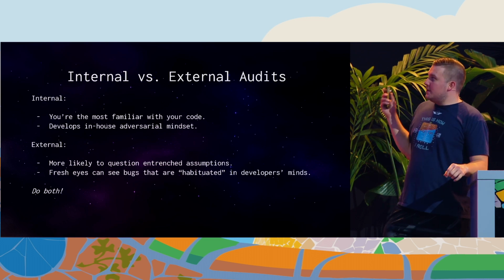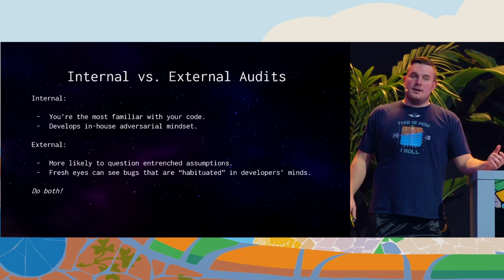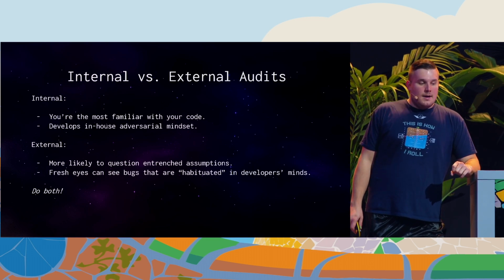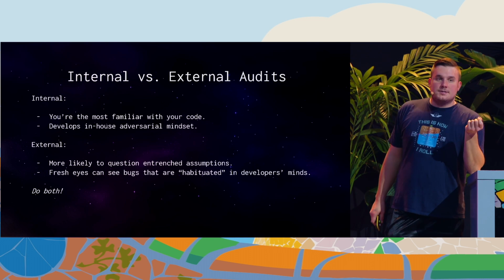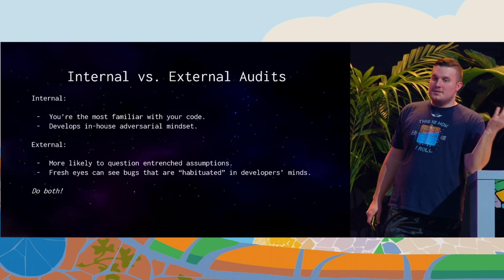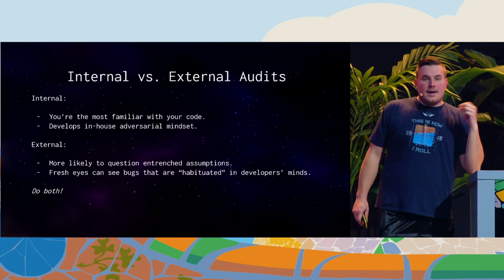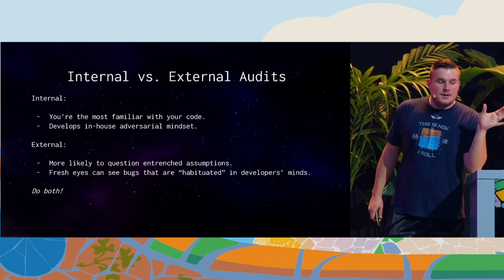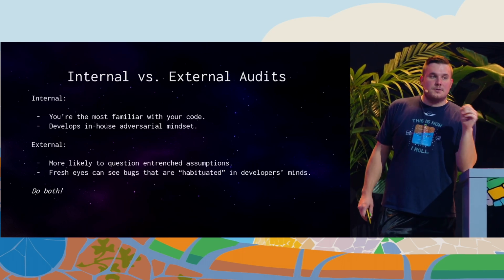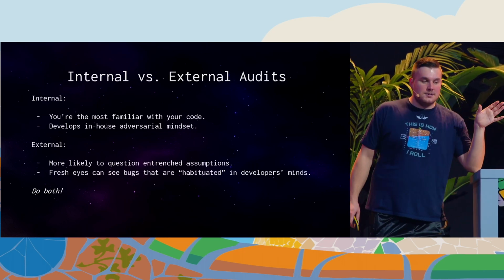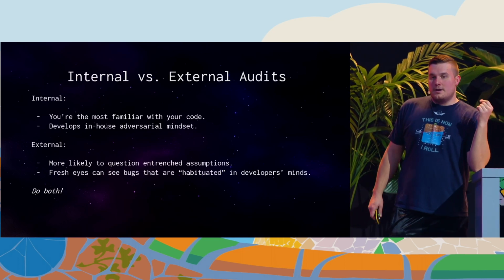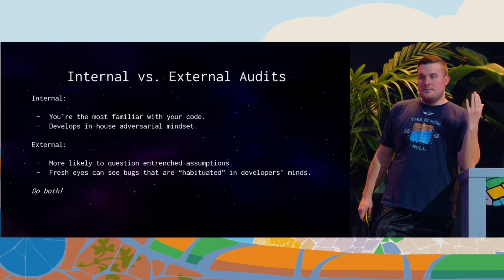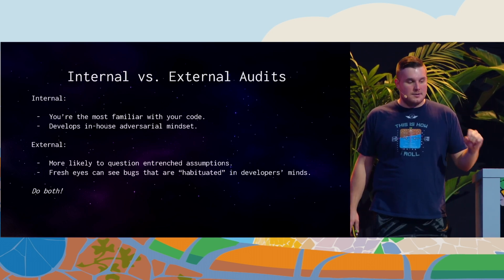Audits can be done internally and externally. An internal audit is when your own engineers do a security audit of your software. That's good because your own engineers are the most familiar with the code, because they're working on it every day. It also helps to develop an adversarial mindset in-house. Even your regular engineers can participate in an audit, not just your security engineers. That helps them think about what could go wrong with their code, and integrate that adversarial thinking into their regular development.